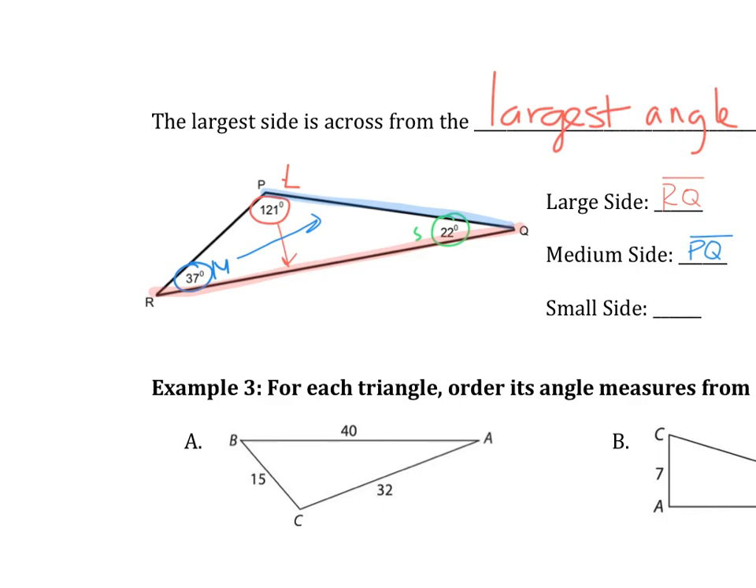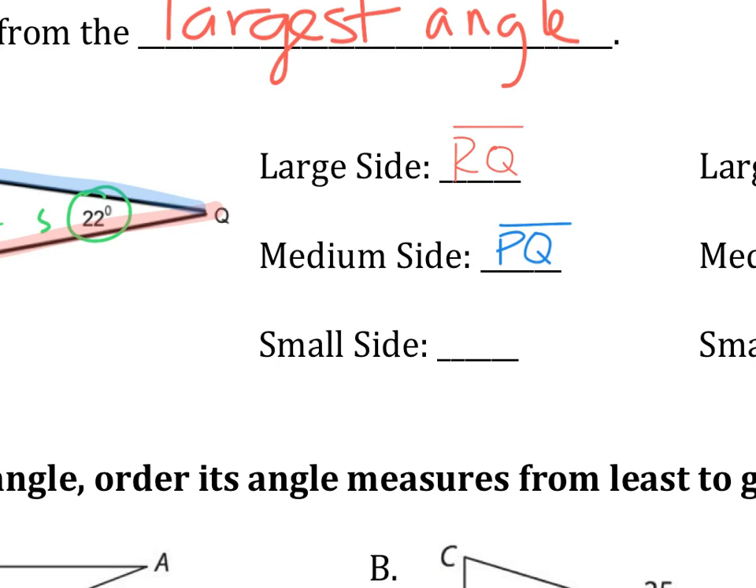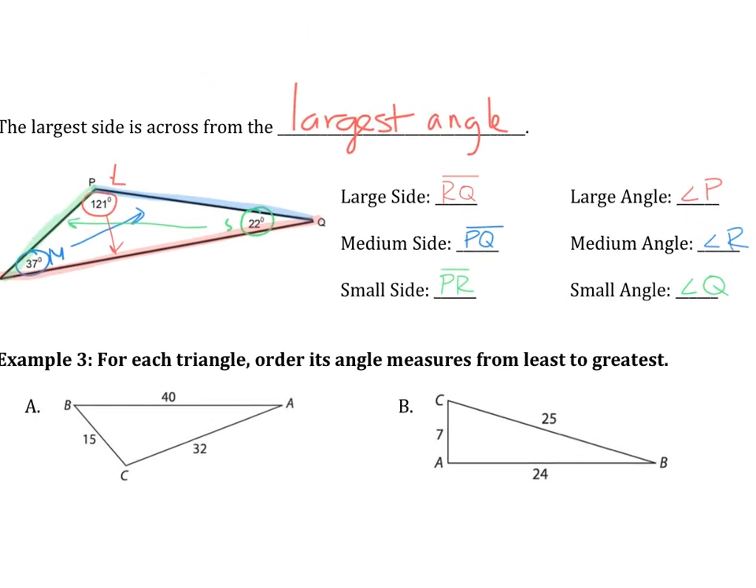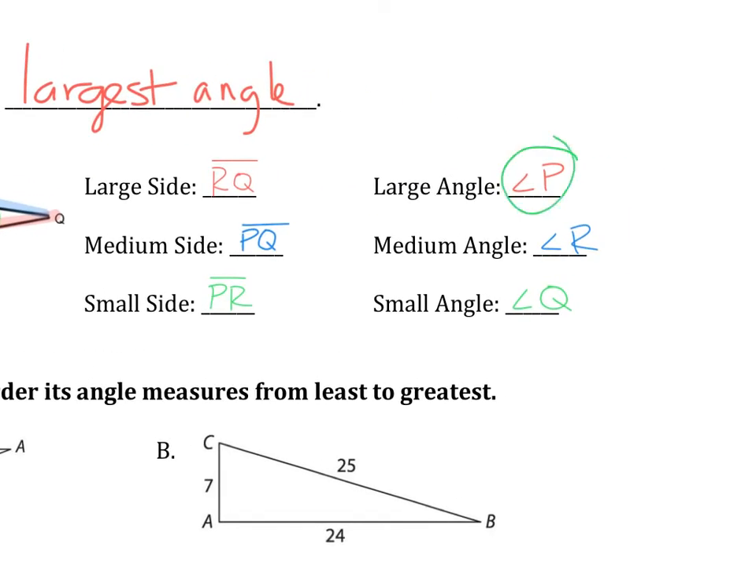And my smallest side is across from my smallest angle, which is the side PR. And again, if you notice that relationship with your letters, we started with the largest angle and said, okay, what two letters are missing from P, Q, and R? Well, it's R and Q. Which one's missing from angle R? Well, that's P and Q. And from angle Q is P and R.